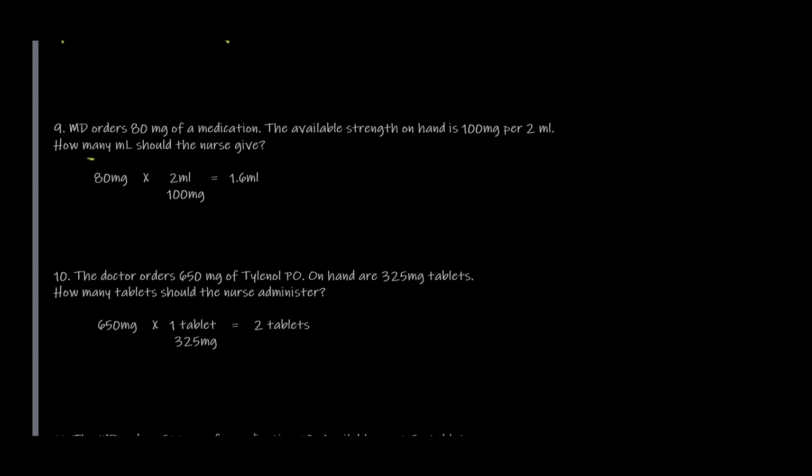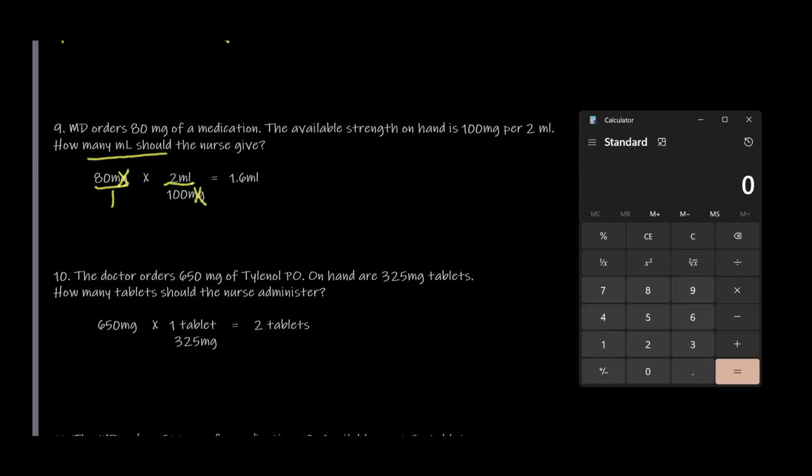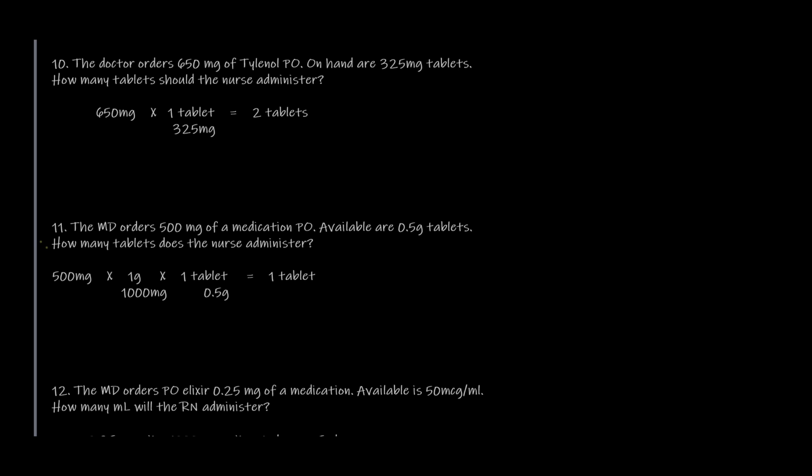Problem number 9. The MD orders 80 milligrams of a medication. The available strength on hand is 100 milligrams per 2 mLs. How many mLs should the nurse give? I've set up the problem with the MD order first, 80 milligrams over 1 times 2 mLs over 100 milligrams. Working diagonally, our milligrams cross-cancel. Next, we multiply across. 80 times 2 gives us 160 divided by 100. 1.6 mLs is our answer.